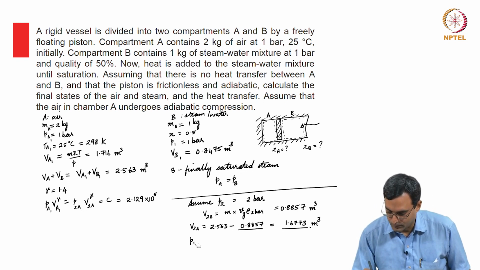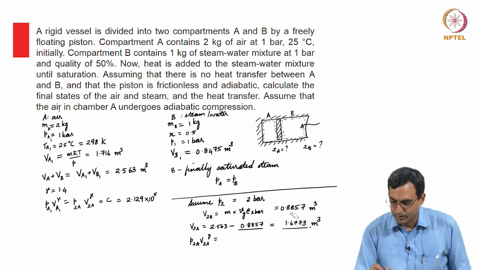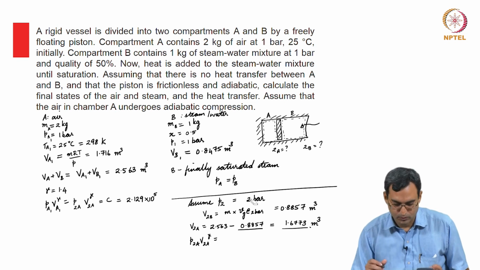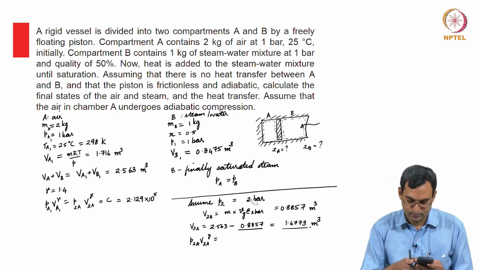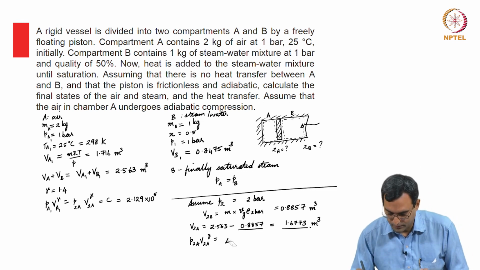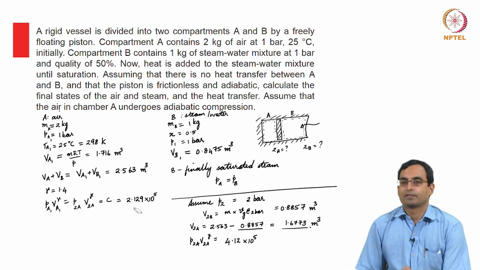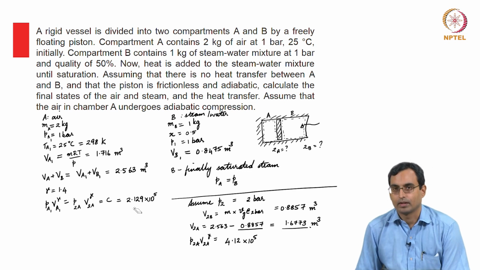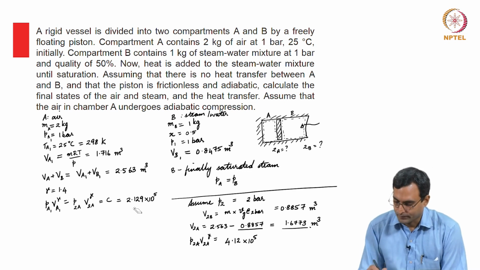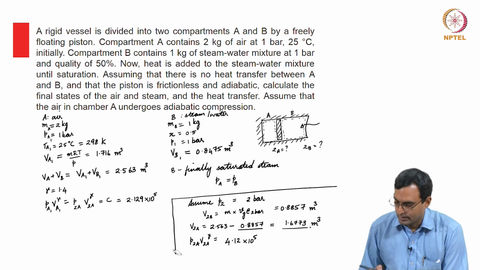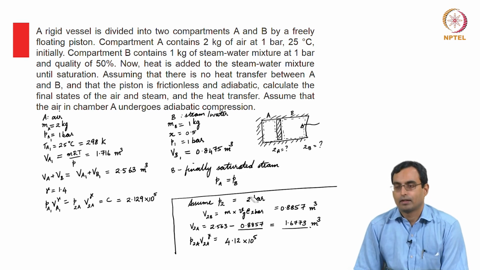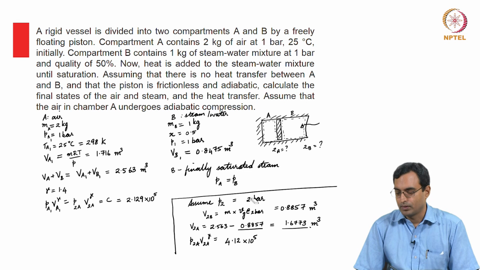So P2A into V2A to the power gamma, this power 1.4, into pressure is 2 bar. So I get this value as 4.12 in 10 power 5. It should be 2.1 in 10 power 5. So clearly my guess is not very good. So assuming P2 as 2 bar did not give me a very good answer.